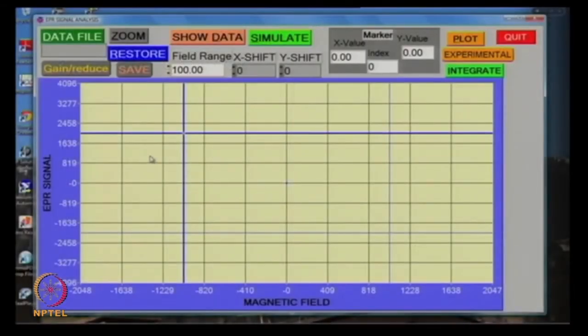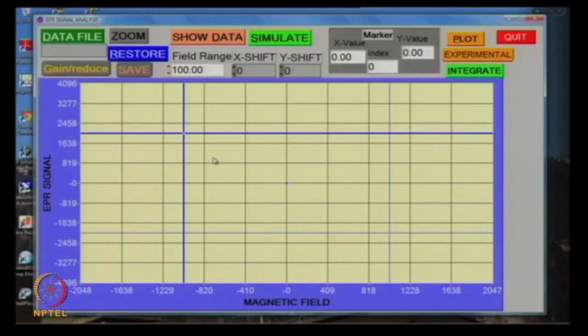Now here is a computer program which will help us analyze the spectrum. Most commercial EPR spectrometer vendors provide their own software. One can find similar software in the internet also. This particular one is made in our own laboratory, but nevertheless by and large all the programs look very similar in their operation.